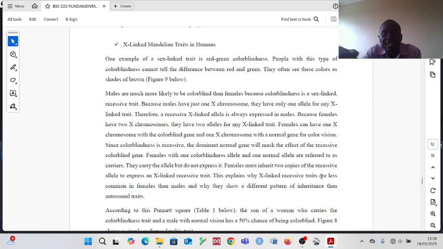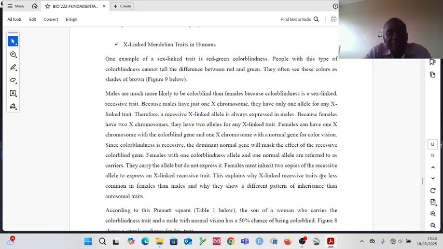But if it happens that you have inherited that X chromosome carrying the recessive trait as a man from your mother, you don't have any other X chromosome, then that recessive trait will be expressed, the color blindness. So you end up now having more males being colorblind compared to females. Why? Because color blindness is linked to the X chromosome.